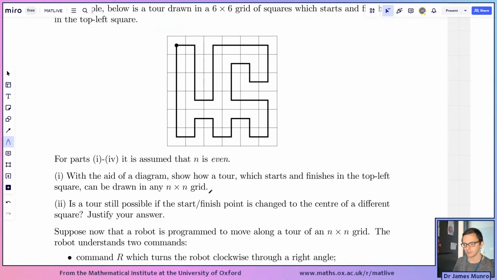N is even. Oh my goodness. Okay. Not like this, right? This looks complicated. What do I want to do? So I've got an N by N grid. I think I'm going to try a 2 by 2 grid first. Wait, no, that's too easy. I think I'm going to try a 4 by 4 grid first.